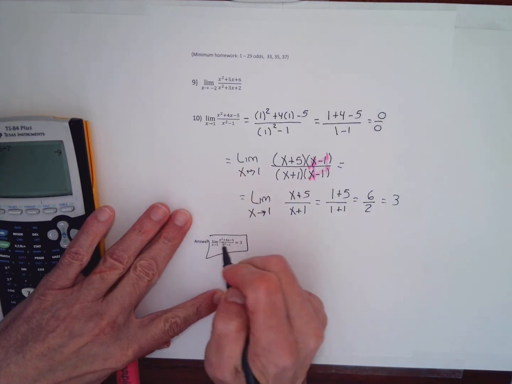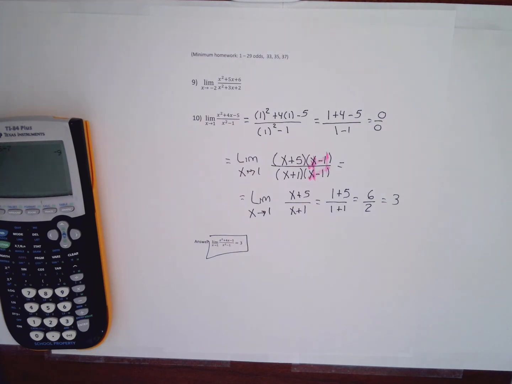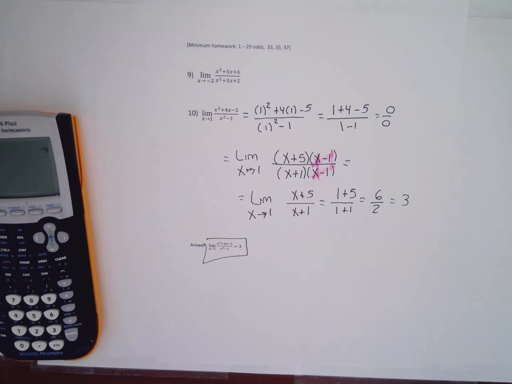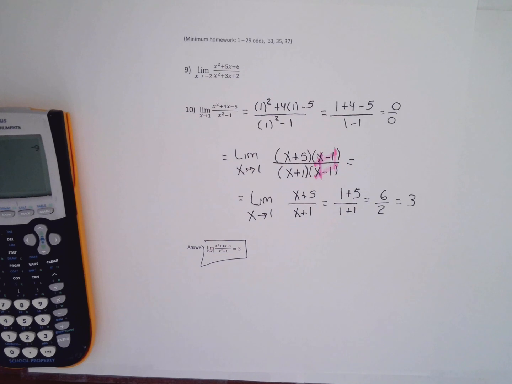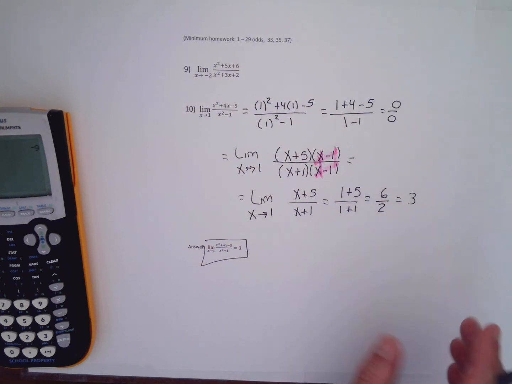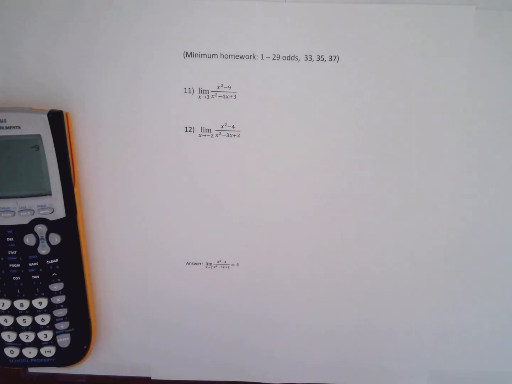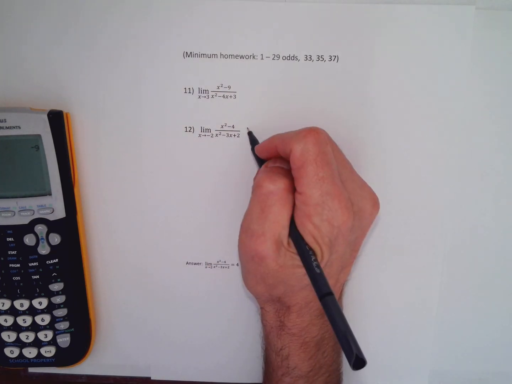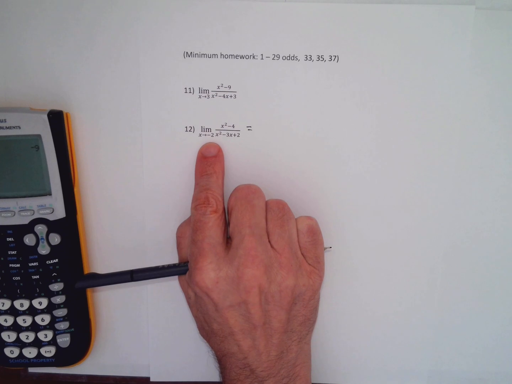I typed up the answer here, but you certainly don't need to write the problem with the answer. It's enough just to write the number 3. So if this was a test and I only wrote the number 3, that would be fine for the answer. You need to show the algebra to get the answer, but you don't need to write the word limit with your answer.